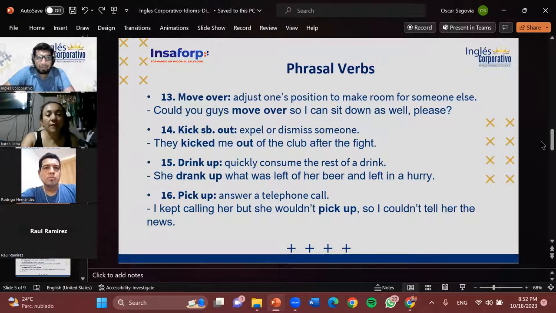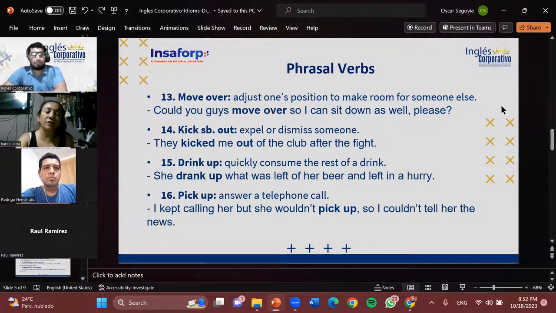When you ask people to scoop over, you're asking gently, politely, for them to make some room for you. But move over is when you give some people the order. Let's say you are the teacher at a conference, you have been standing for a while, and now you want to sit. So you ask your students, hey, move over, I want to sit, because you have authority over them.